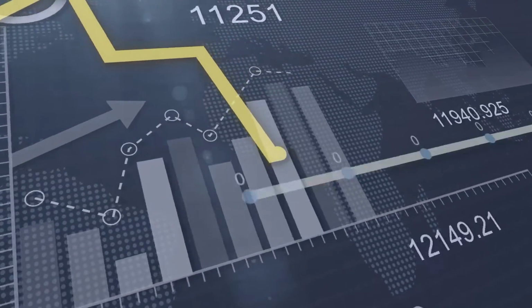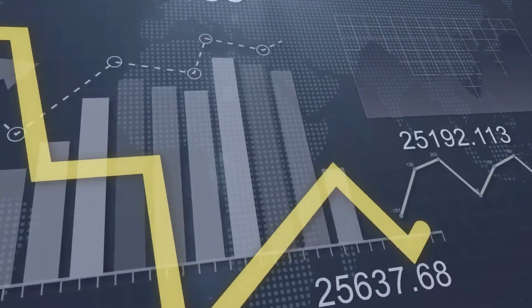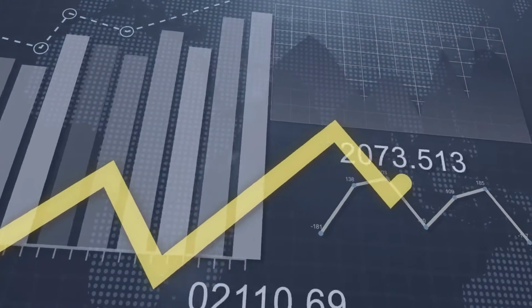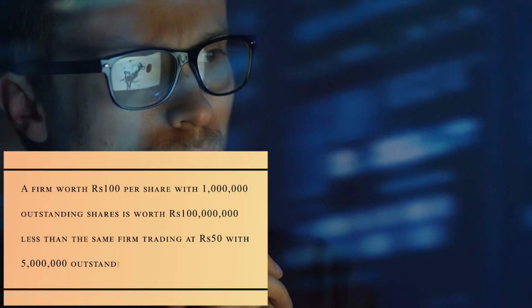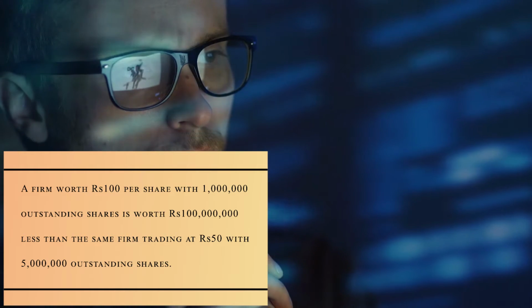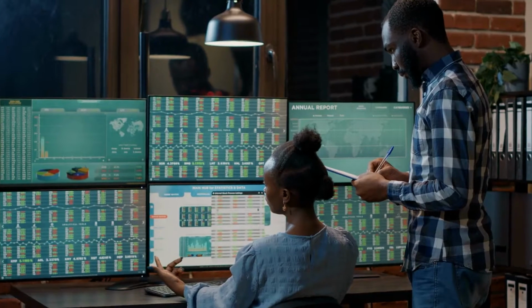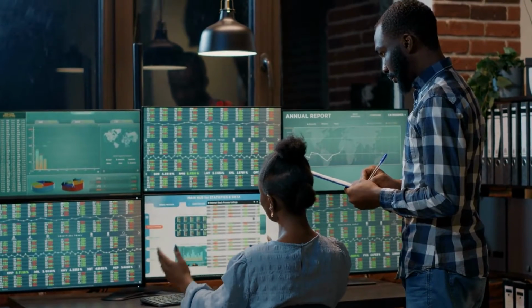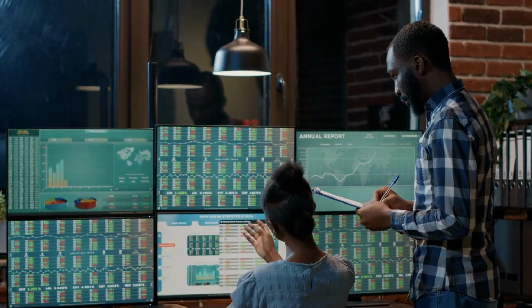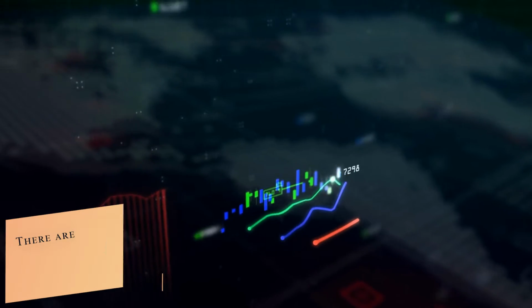The market capitalization of a corporation is equal to the stock price multiplied by the total number of outstanding shares of that company's stock. A firm worth 100 rupees per share with 1 million shares outstanding is worth 100 million rupees, less than the same firm trading at 50 rupees with 5 million outstanding shares. The stock price is a complicated reflection of a firm's present worth and the expected rise in that value that investors have. Types of stock valuation.